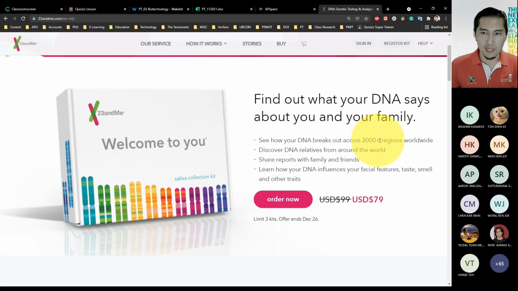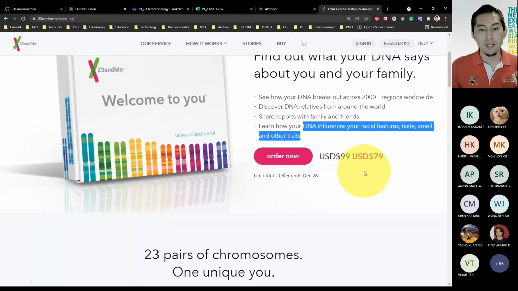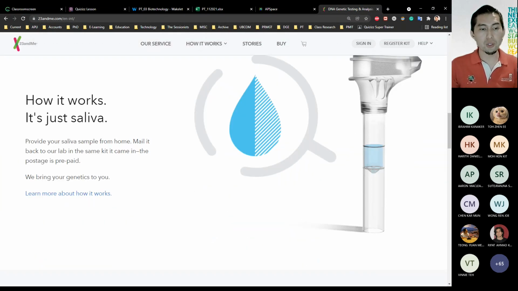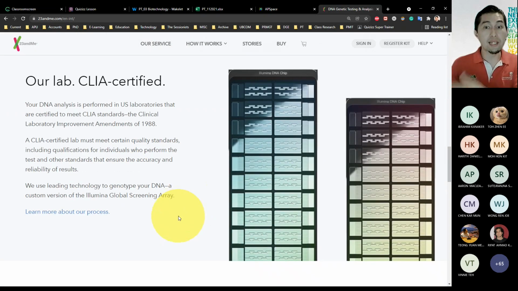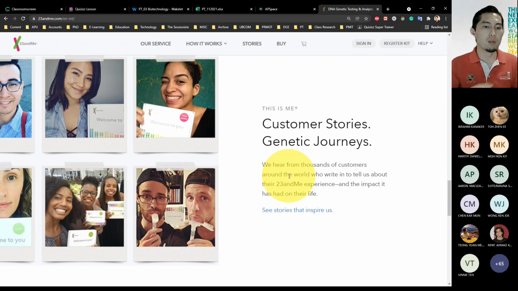So they can break down your DNA. They can identify who your DNA relatives are from around the world. You can even see how your DNA influences your facial features, your taste, your smell, and other traits. Interestingly, a friend of mine did this, and she found out a lot of health-related things about herself, right down to identifying exactly what she is allergic to, and whether she is consuming certain things that are not really suitable for her, and so on. So it's quite interesting in that sense.